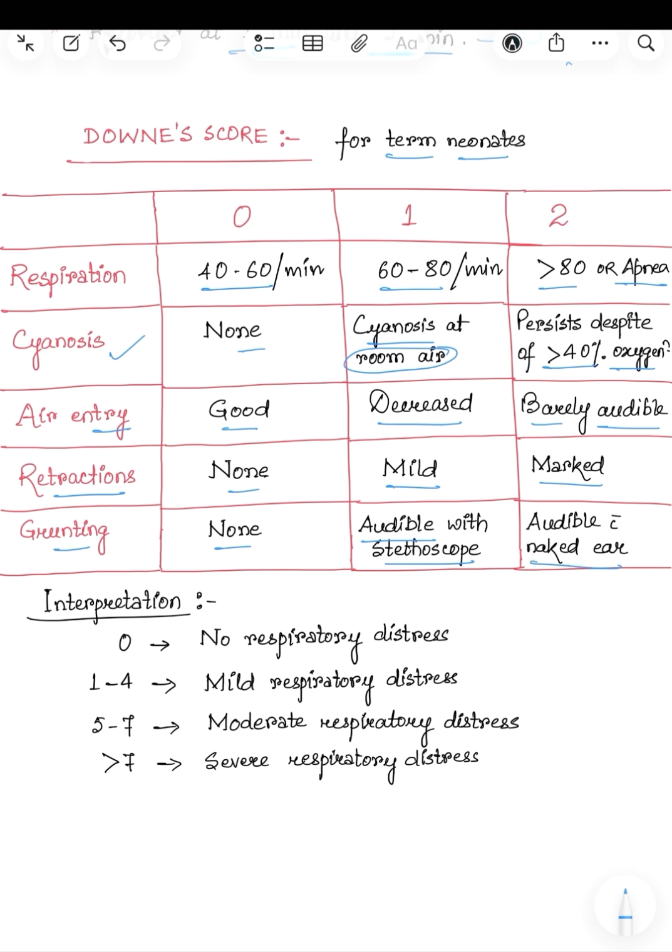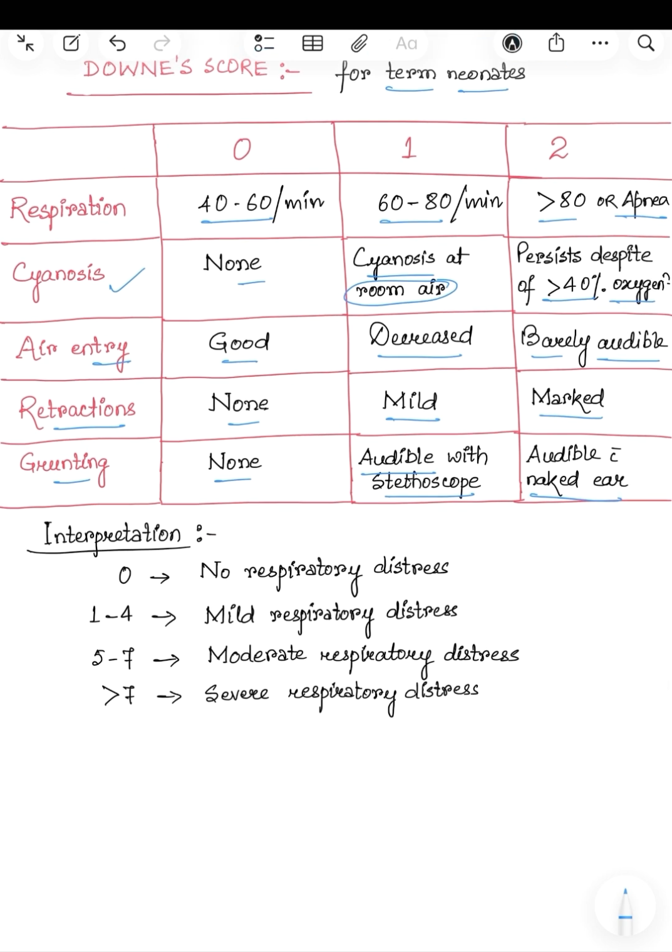The mnemonic to remember the 5 parameters is RG CAR. As we all know, RG CAR Medical College. R stands for respiration, G stands for grunting, C for cyanosis, A for air entry and R for retraction. This way we can remember the parameters of Downey's score.